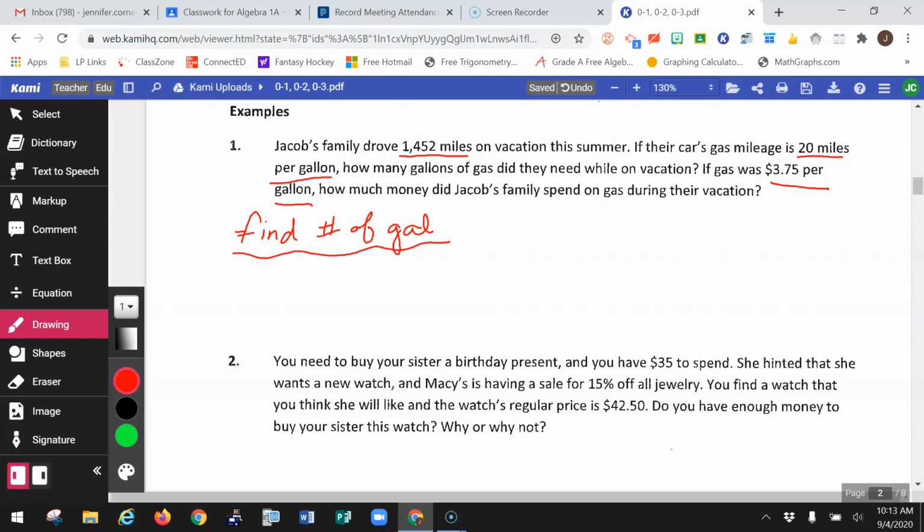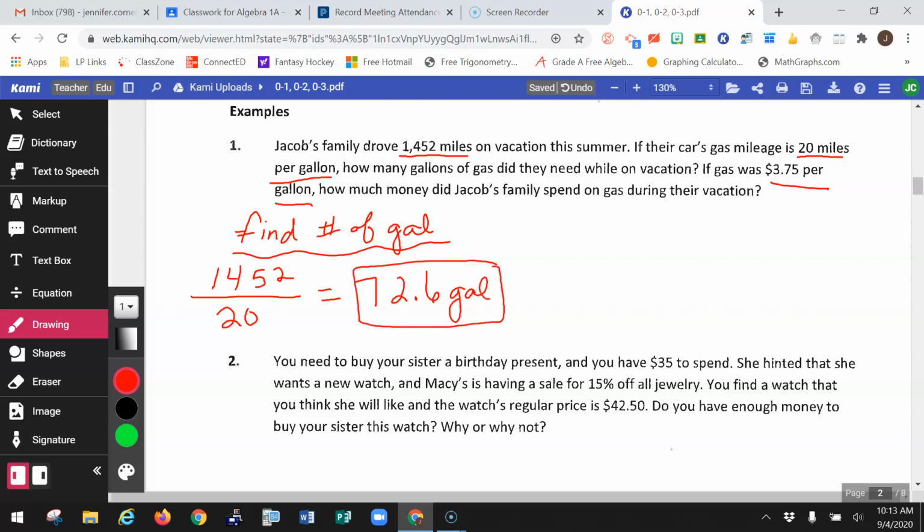So all you're going to do is take the 1,452 miles that they're driving and divide that by the number of miles they get per gallon, and that's going to give you the number of gallons. So if you divide that, you get 72.6 gallons. So that's one of our answers.